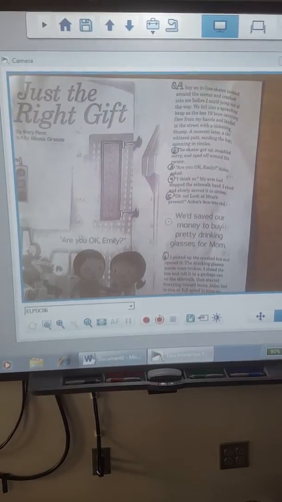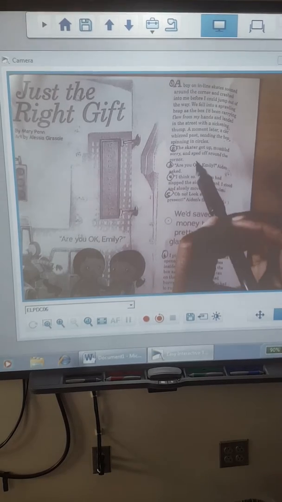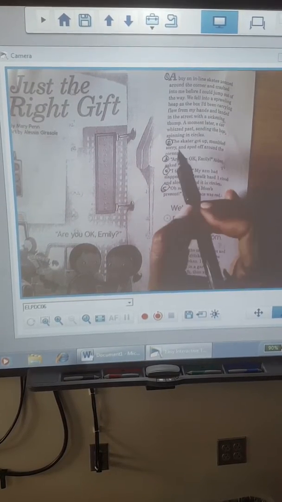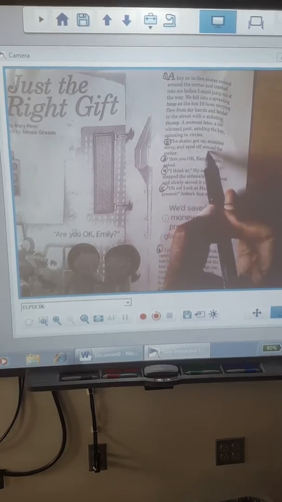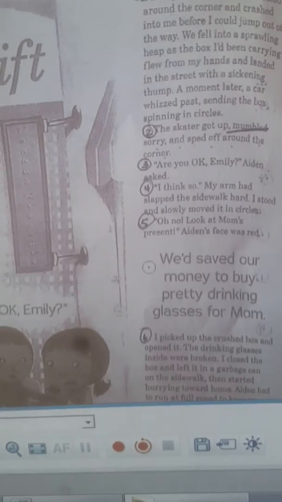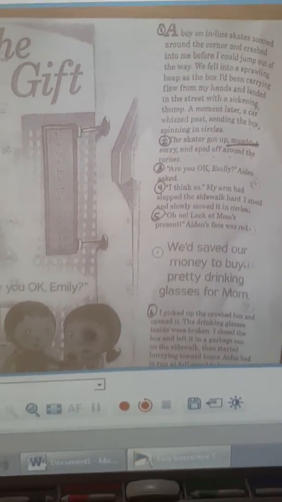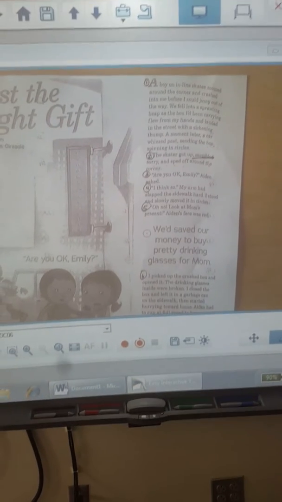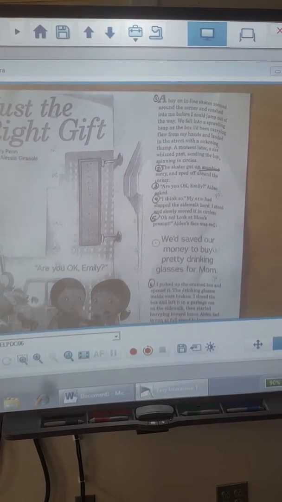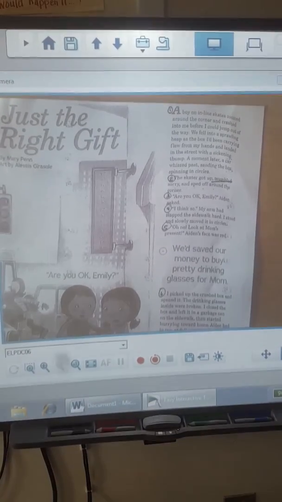I can model for you with this sentence right here where it says, the skater got up and mumbled sorry and sped off around the corner. You can ask your child, what do you think the word mumbled means? And they can underline that word. So then your child needs to think about what's going on. How would that situation occur? Oh, mumble means that they're like rambling their words. The words are not getting out clearly, and they did it pretty quickly.